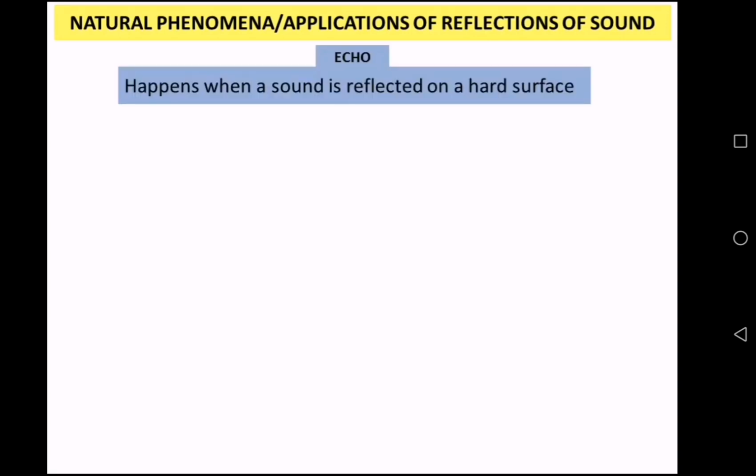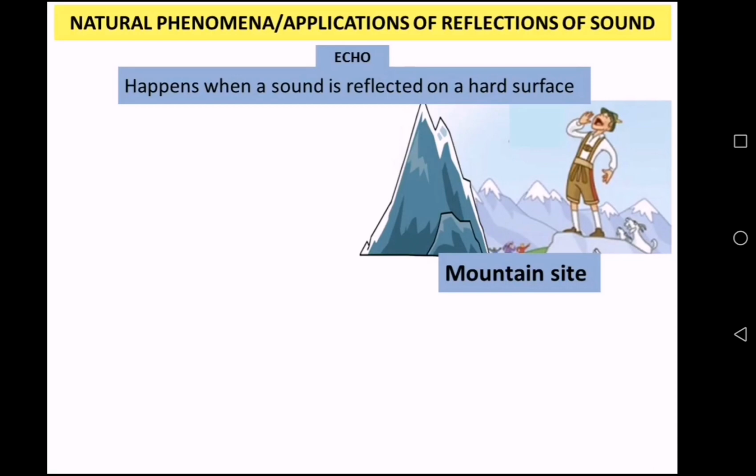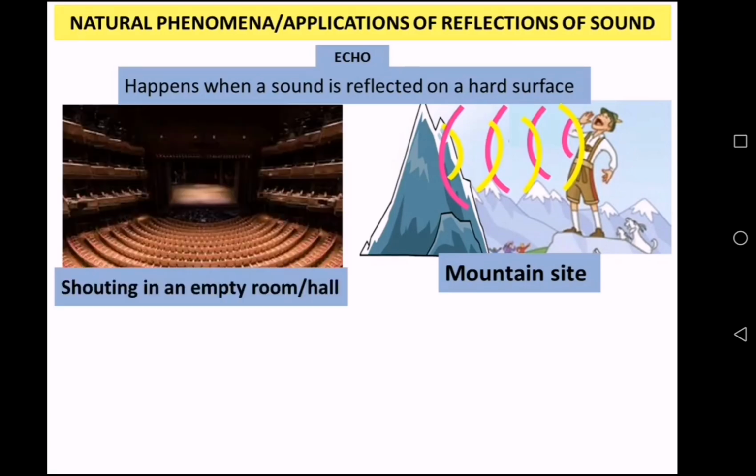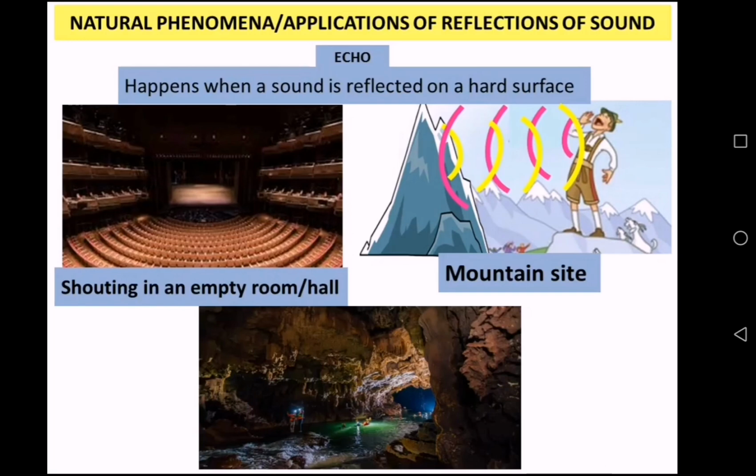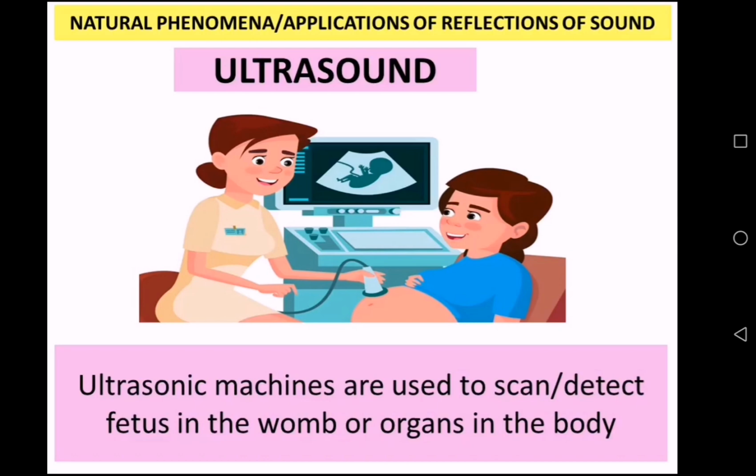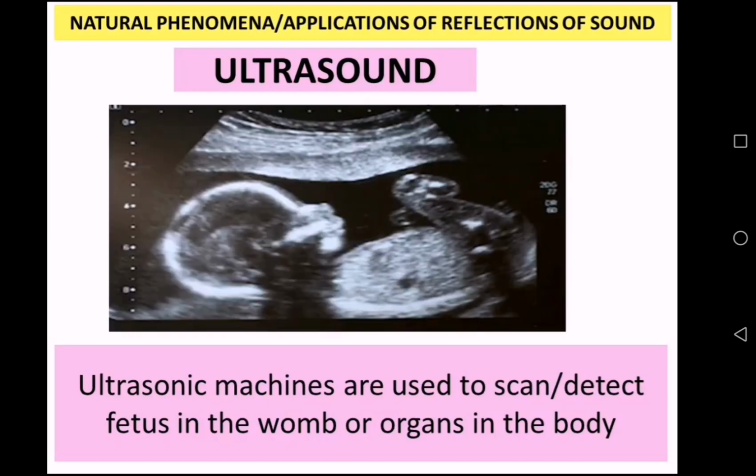Number 1 is echo. An echo happens when a sound is reflected on a hard surface, such as at a mountainside. Echo also can happen when you scream inside an empty room or hall, or inside a cave. Ultrasound is another application of sound reflections. Doctors use ultrasonic machines to scan or detect fetus inside the womb or organs in the body.